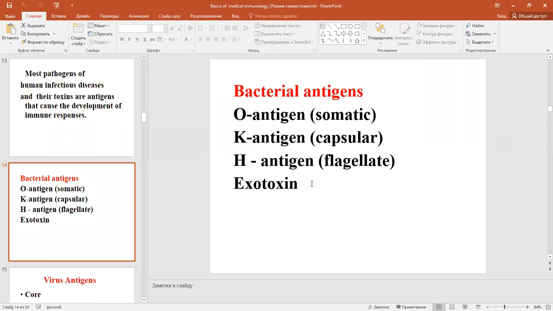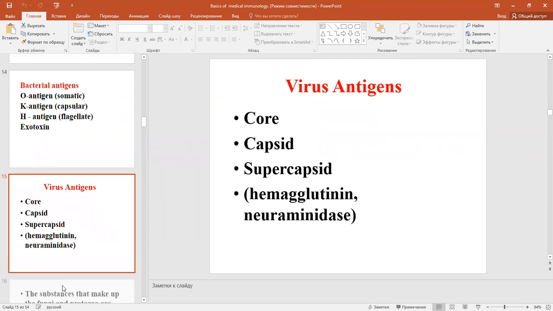And exotoxin, if the bacterial cell is able to produce exotoxin, it is a protein and it has specific antigenic structure. Of course, it is antigen and it is recognized by the immune system. And specific antibodies are produced for O antigen, K antigen, H, and for exotoxin.